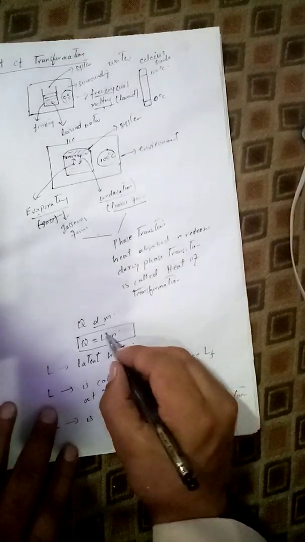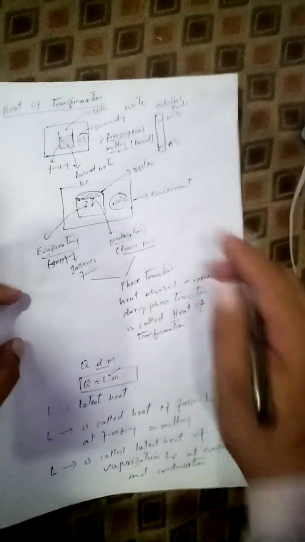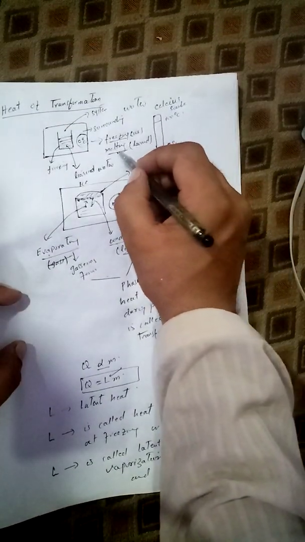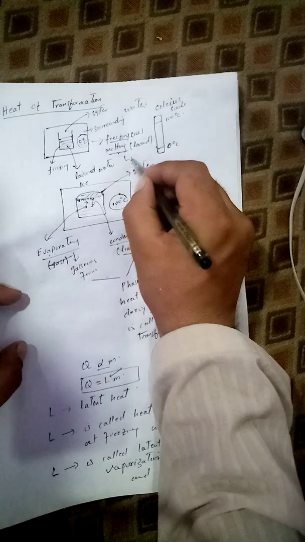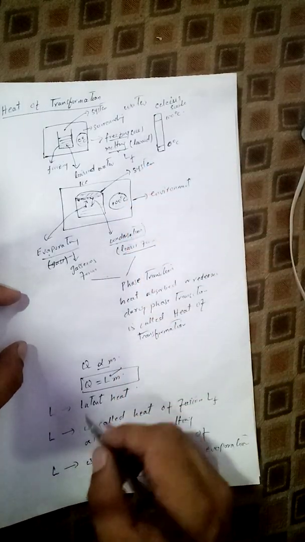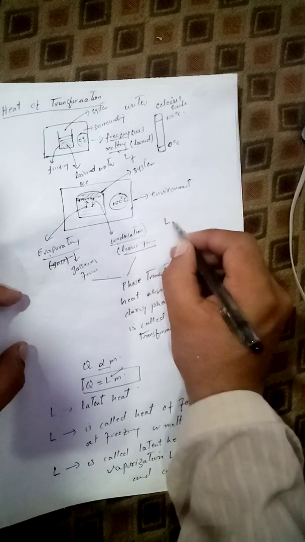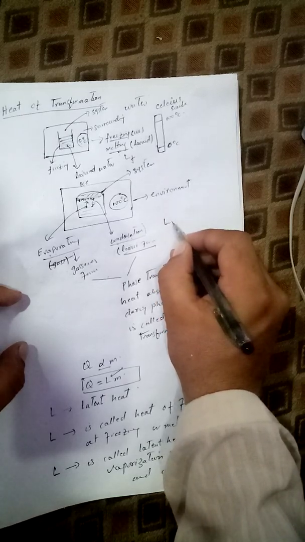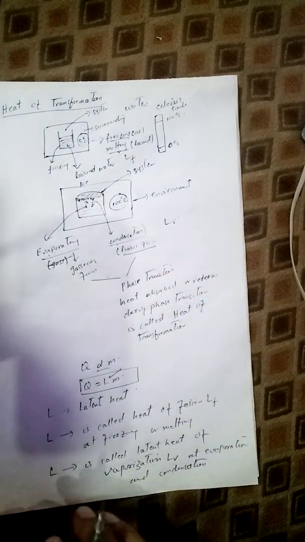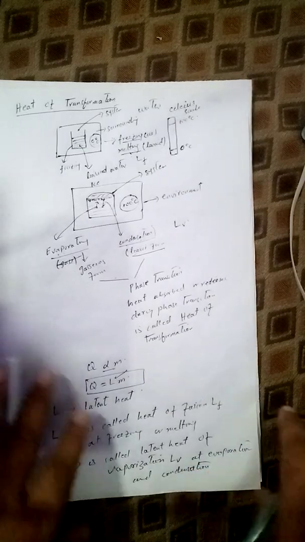Generally, this L is called latent heat, but if we calculate latent heat during freezing or melting, we call it latent heat of fusion, LF. And if we calculate this latent heat during condensation or evaporation, it is called latent heat of vaporization. So this is all about heat of transformation.